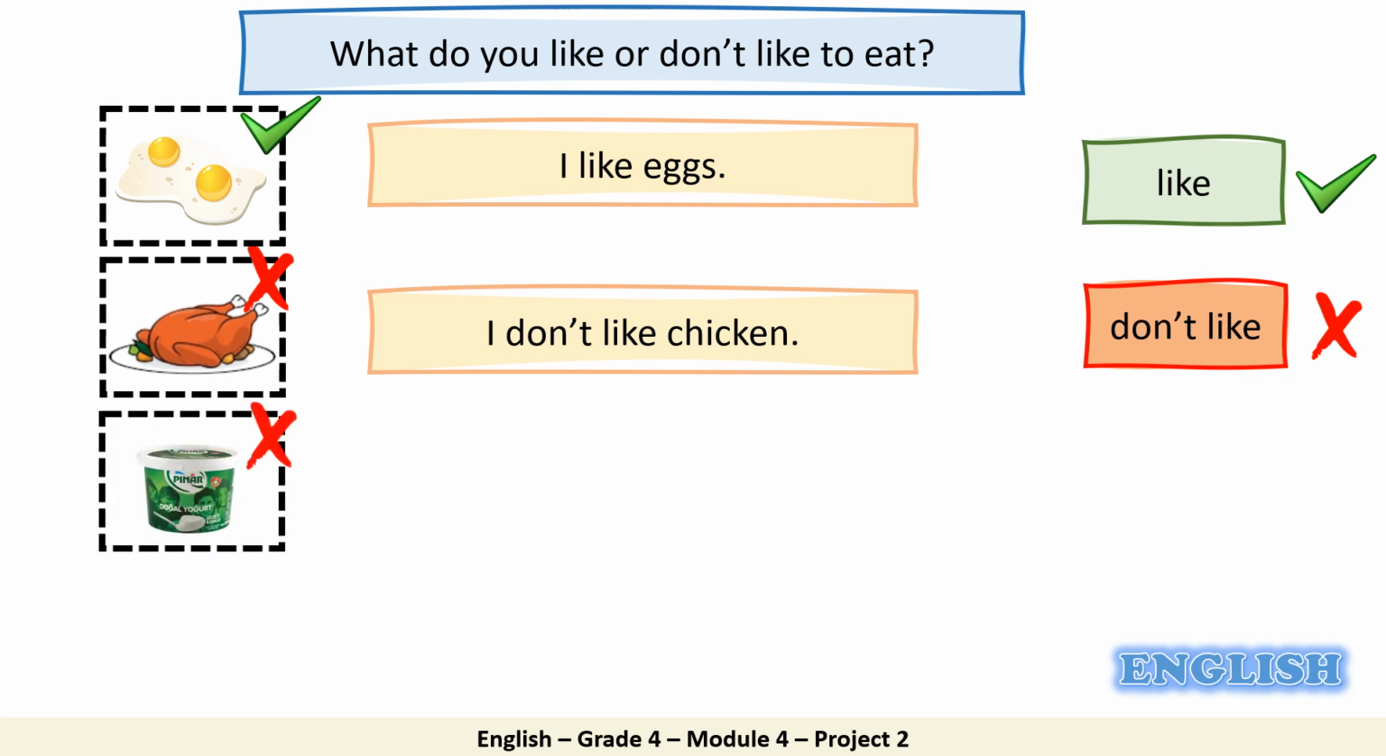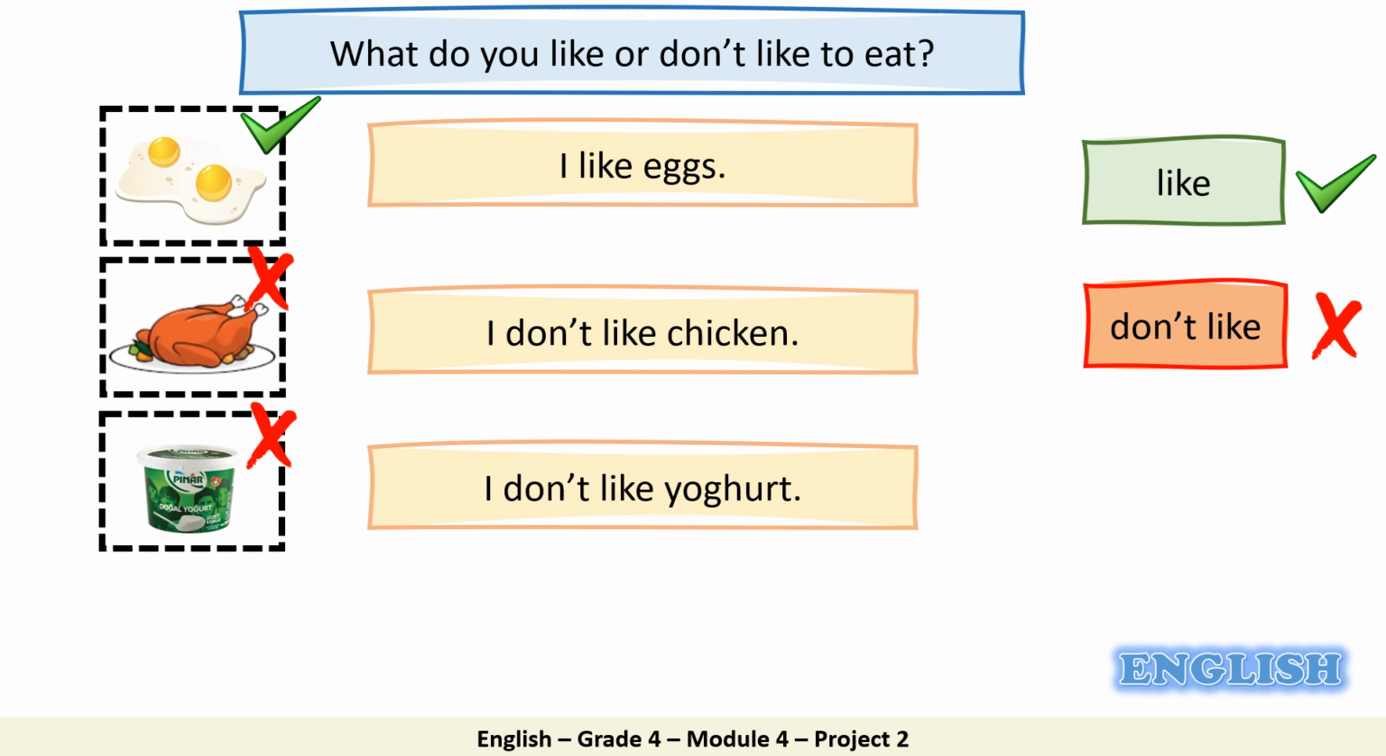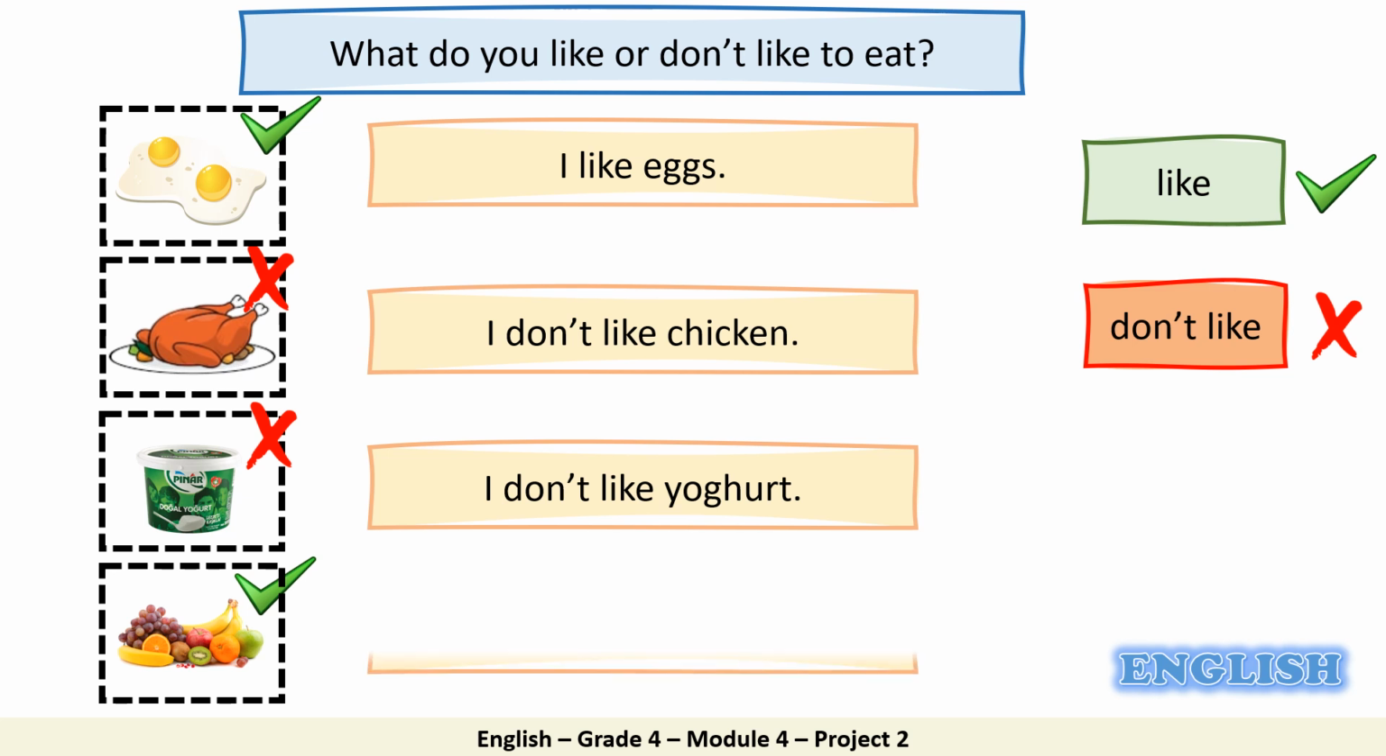It's yogurt, and there's an X. So you would say, I don't like yogurt. Last, fruits, and there's a tick. The answer would be, I like fruits. Good job, grade 4.